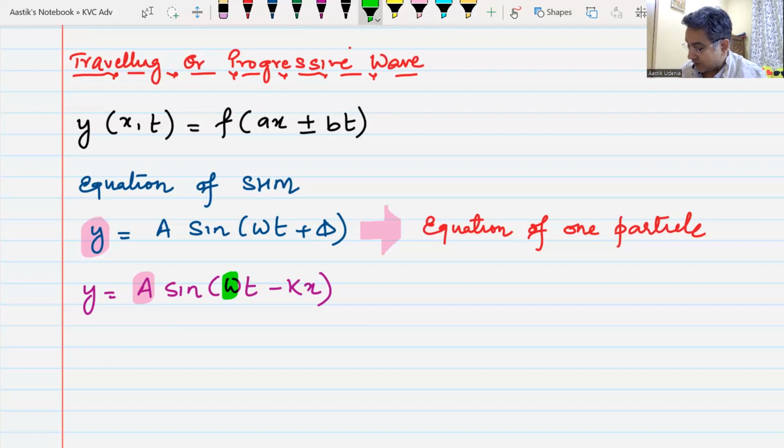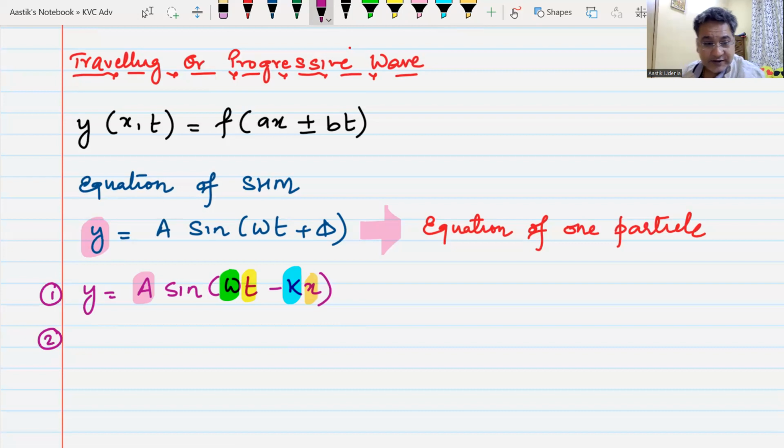Yes, sir. What is this omega? Angular frequency of the particle. It's not only the angular frequency of the particle, it's also the angular frequency of the wave, because all the particles have the same angular frequency. That is known as the angular frequency of the wave. What is t? T is time. At what time, where is the particle? What is k? K is 2 pi by lambda. That is known as the angular wave number. And what is x? X is the position of the particle on the x-axis. Do we understand this? Yes, sir. This becomes the first form of the equation of a traveling wave.